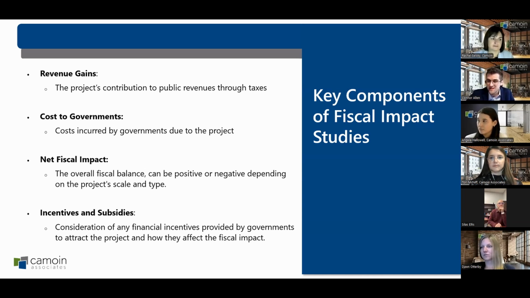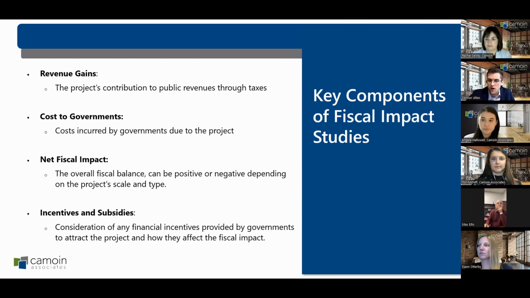But fiscal impact studies must also consider the cost to governments. These are the expenses incurred as a direct result of the project. For example, if a new housing development leads to an influx of residents, the local government may need to build additional schools, improve roads, or expand utility services to meet this new demand. These costs can sometimes be quite significant, and it's important to weigh them against the projected revenue gains.